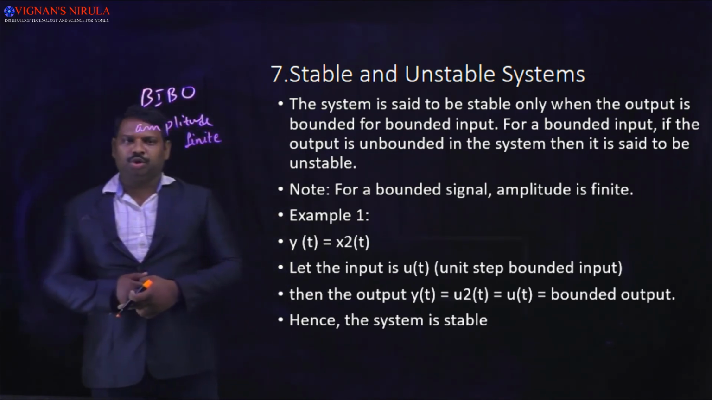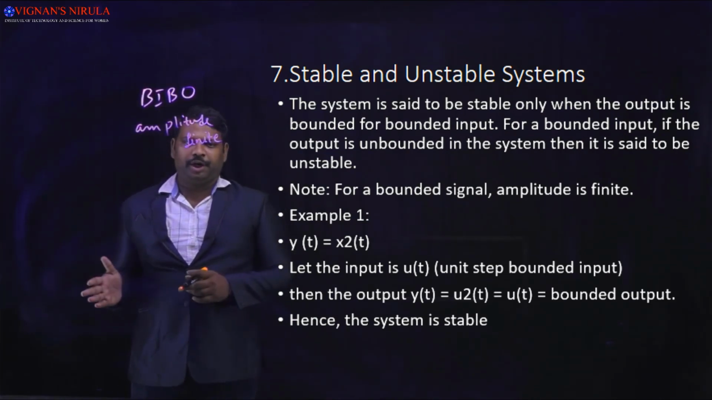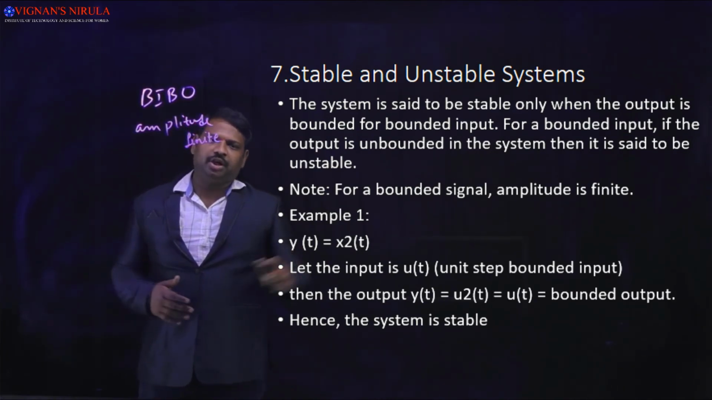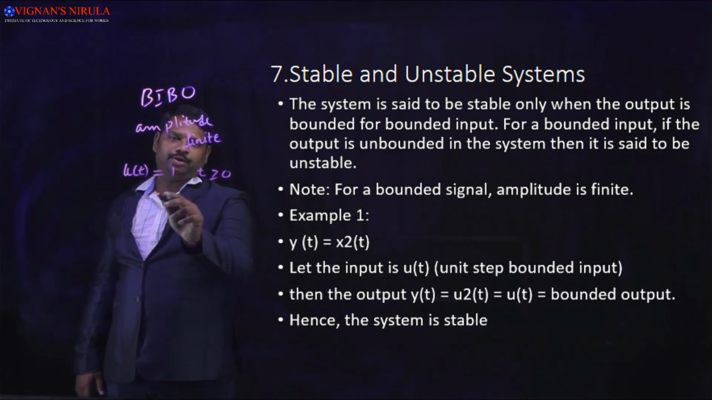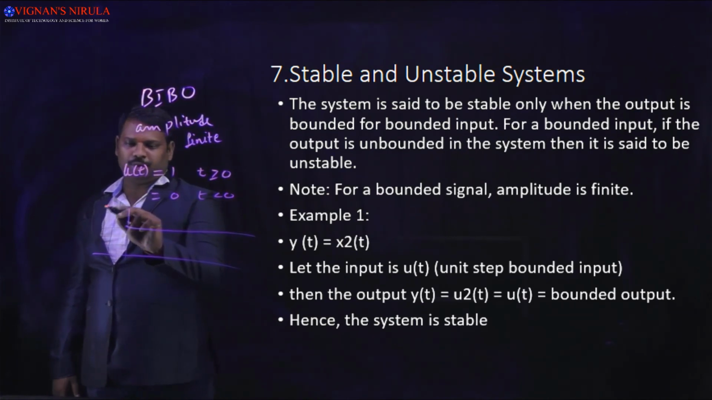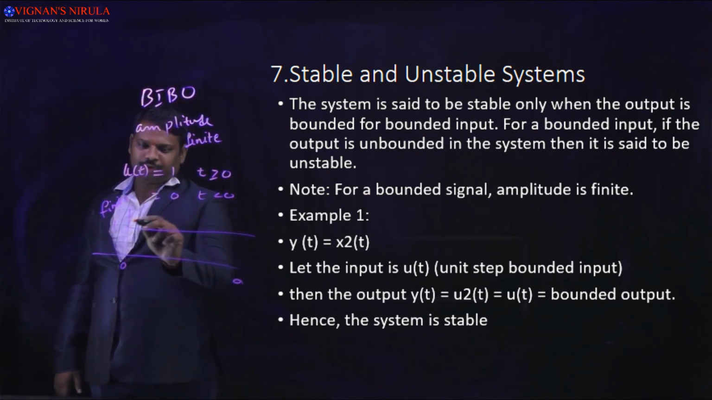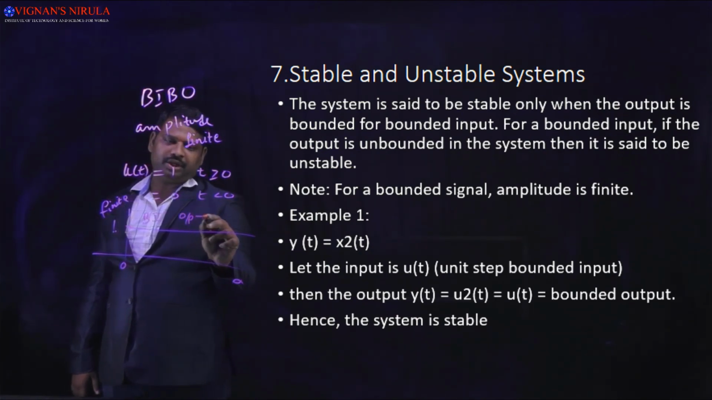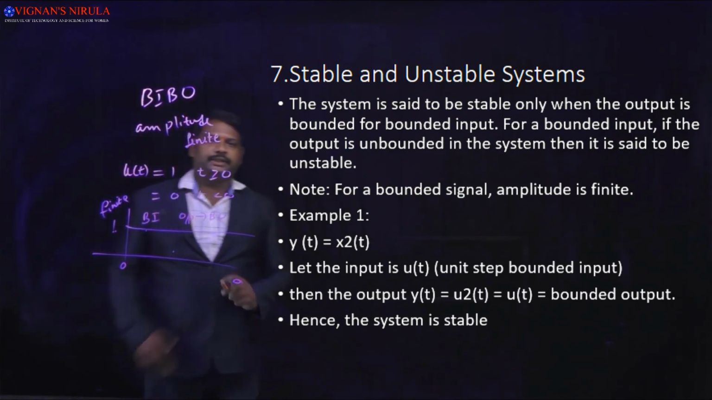For example, y of t is equal to x of t squared. Let the input be u of t, the step signal. Therefore, our y of t is equal to u squared of t, that is u of t, a bounded output. The amplitude of u of t is always 1 for t greater than or equal to 0 and 0 for t less than 0. It will be continuously 1 only, a finite amplitude for infinite time. From 0 to infinity, its amplitude is 1 only. That's why it is a finite amplitude, therefore this was a bounded input and the output is the same signal, that is a bounded output. Bounded input, bounded output. Therefore, the system is said to be called a stable system.